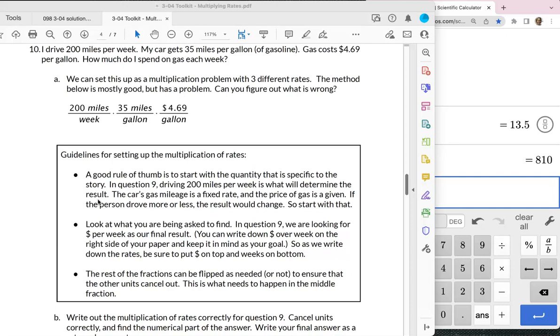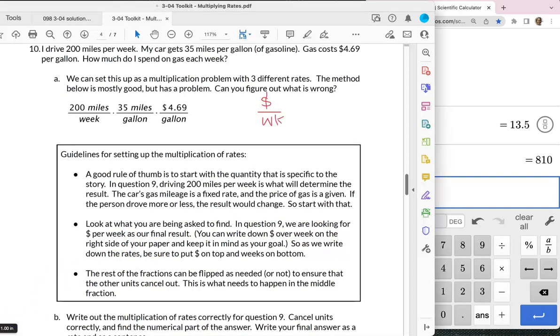The next thing to think about is, what are you being asked to find? Notice that the question up here says, how much do I spend on gas each week? So ideally, my goal is dollars per week. And you can write down dollars over week on the right-hand side of your paper and keep it in mind as your goal. So looking at this, I'm trying to get dollars per week at the end of the story, and I do have dollars on top, and I do have weeks on bottom. So that's actually good. I am moving in the right direction as far as these are concerned.